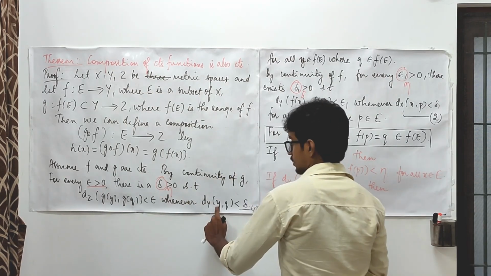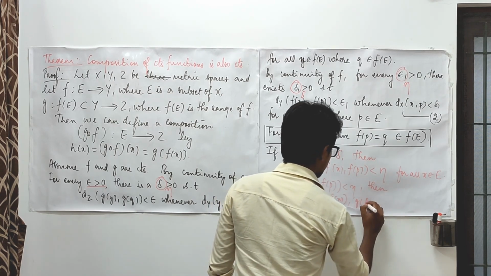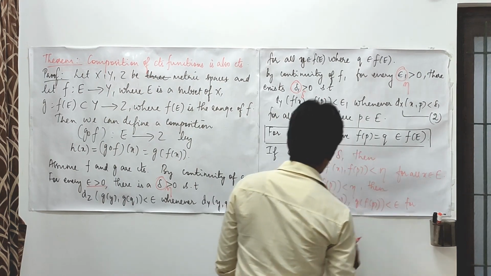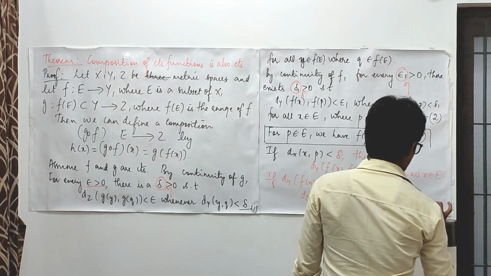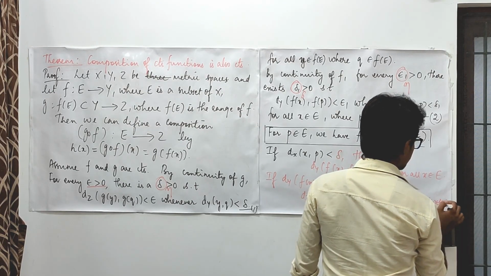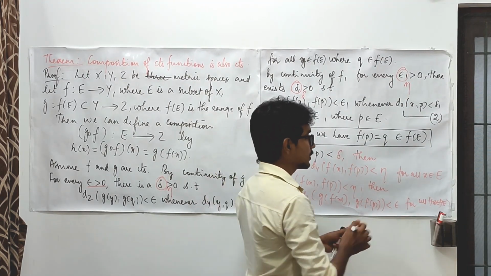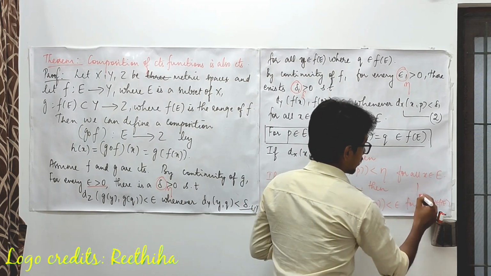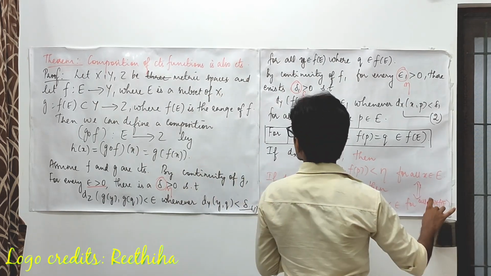So d of g of f of x comma g of f of p is less than epsilon, and this is true for all f of x in f of E. If I write f of x in f of E, this means all those elements in E will map to the elements here. So these two are equivalent.